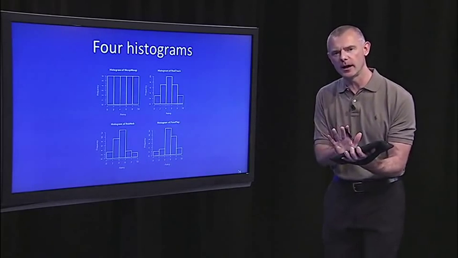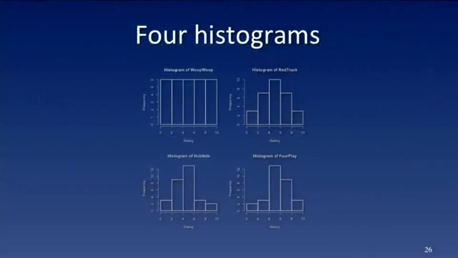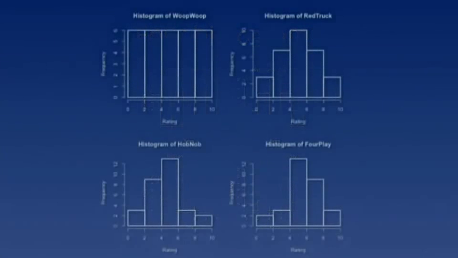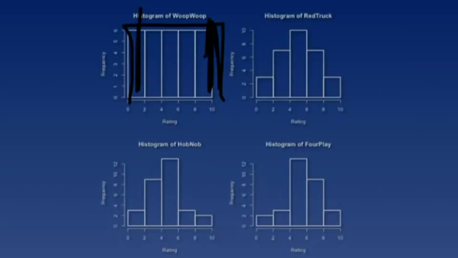I'm plotting 4 histograms all on one slide here, so forgive me, it's a little hard to see. We can zoom in. But I'm plotting them all on one slide so that we can compare what these different distributions look like. So what you see for Whoop Whoop is just a rectangular shape for the distribution. So the ratings were all over the place. Some of the wine raters loved it, some of them hated it, some of them thought it was average. They were all over the place. That's a uniform distribution. Red Truck is showing this nice normal distribution.